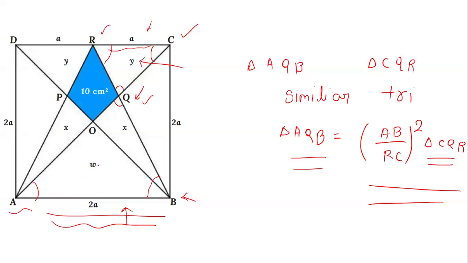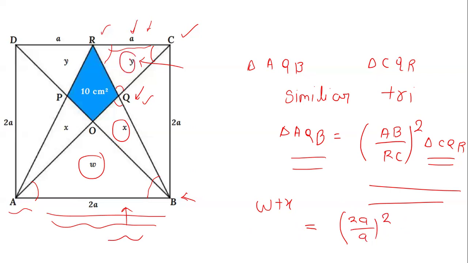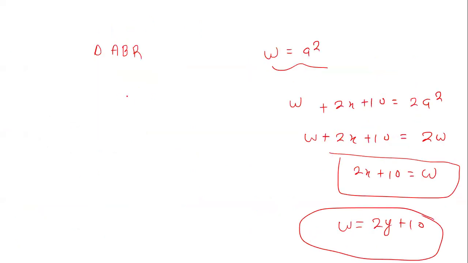And what is the area of the triangle AQB? It is W plus X, and this side AB is equal to 2A and this side RC is equal to A. And what is the triangle CQR area? It is equal to Y. So from here you can see that W plus X is equal to 4Y. So this is another relation: W plus X is equal to 4Y.